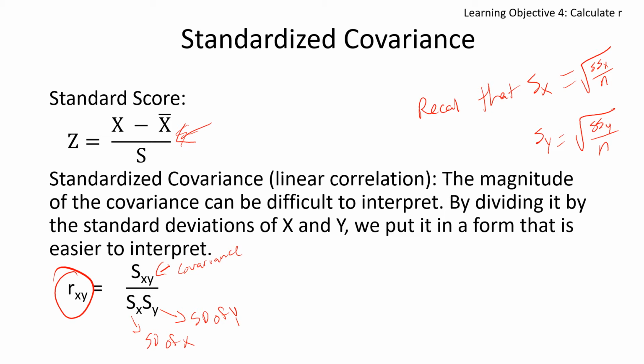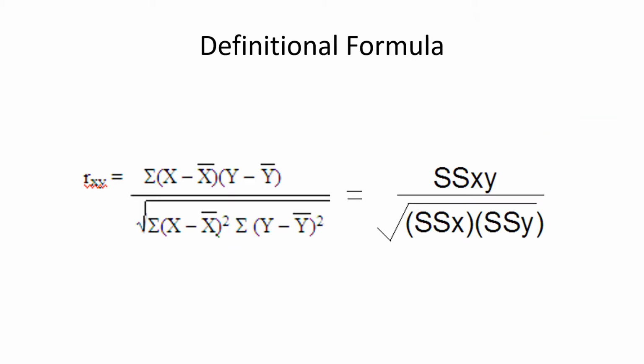Okay, those are the definitional formulas. Let's actually look at that. So the definitional formula, when you map it all out and reduce it, is equal to the sum of squares xy divided by the square root of, and there should be an n here and an n here, it's divided by the square root of the sum of squares x times the sum of squares y.